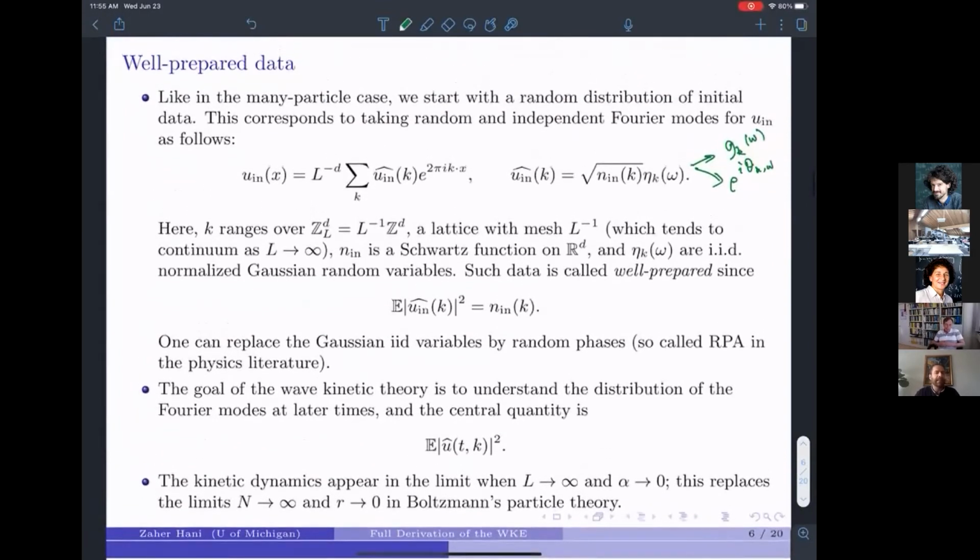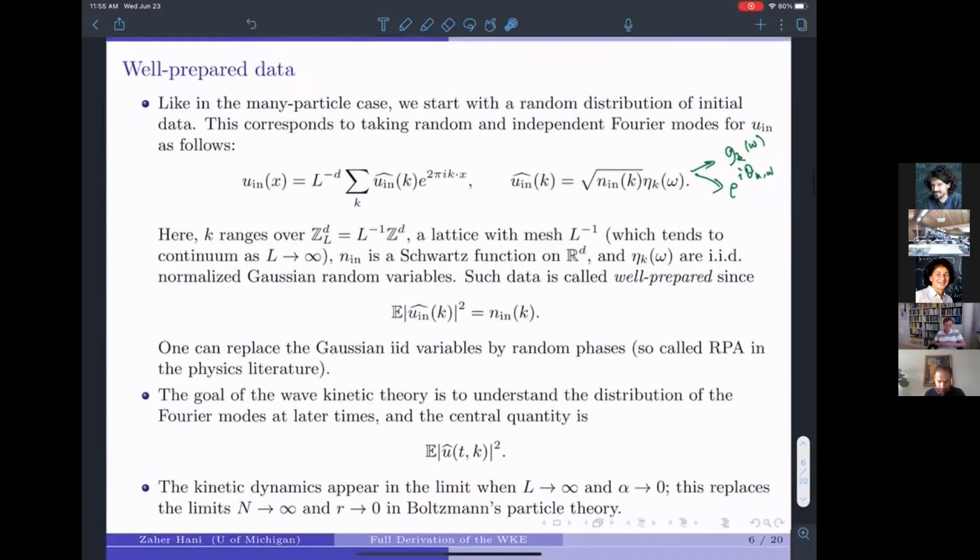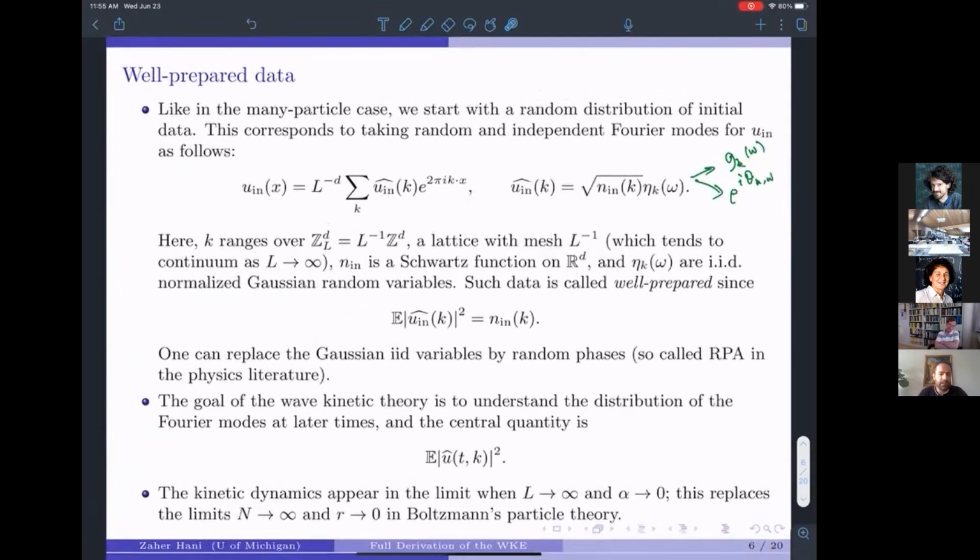So as we said, the goal of the kinetic theory is to understand the distribution of the Fourier modes at later times, and the central quantity of interest is this expected value of the modulus square of the Fourier modes. This is the quantity for which we will try to get an effective equation. And the kinetic dynamics, again drawing the analogy with Boltzmann theory, appears in the limit when L goes to infinity and alpha goes to 0, which replaces the limits n goes to infinity and r goes to 0 in Boltzmann's particle theory.